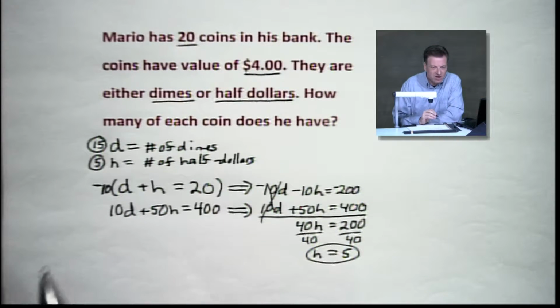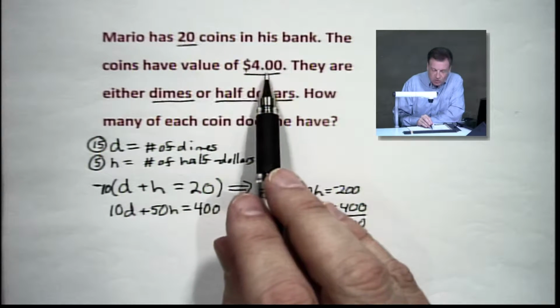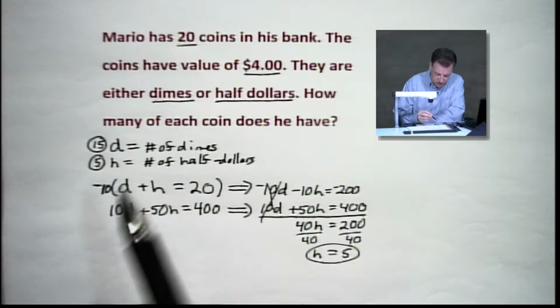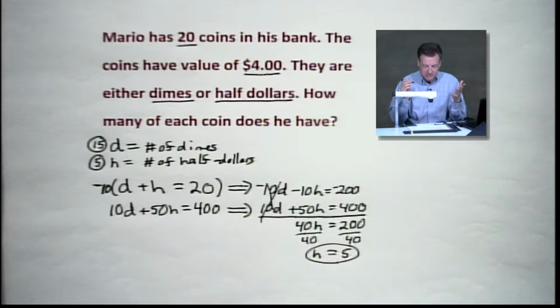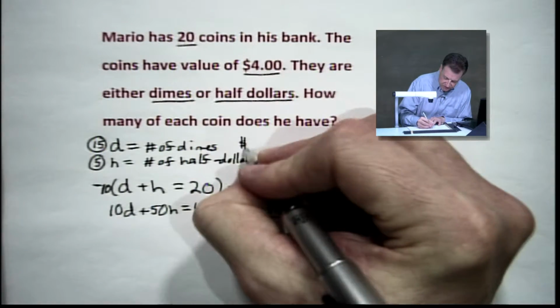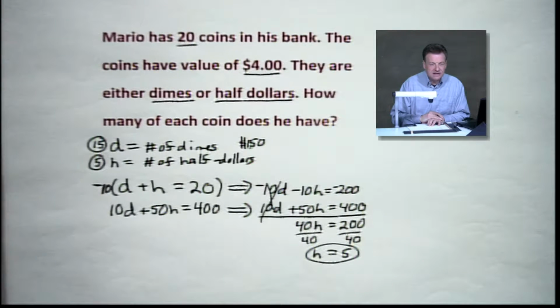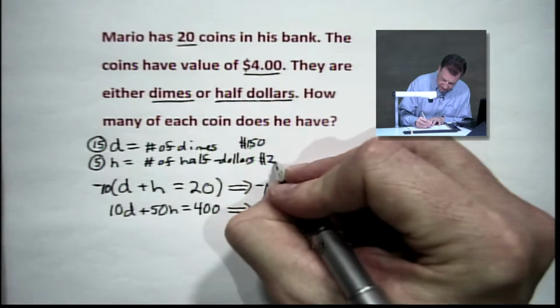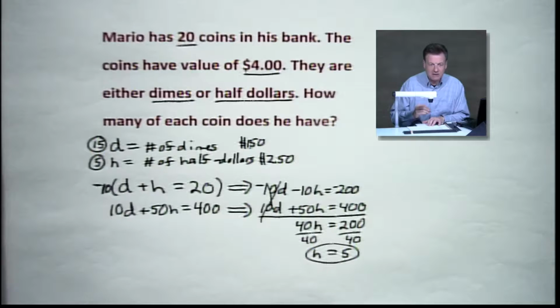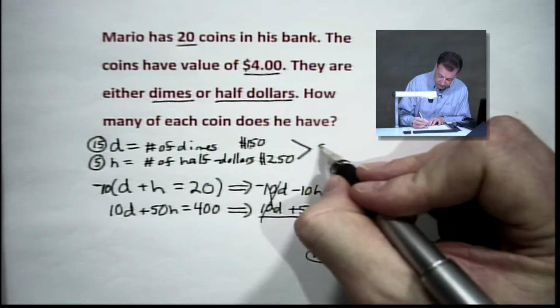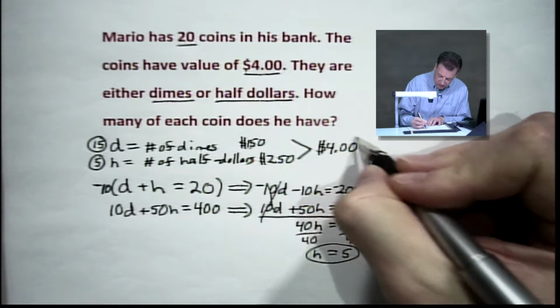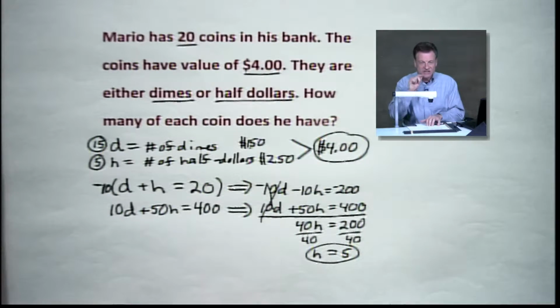Now, where we've got to go from here is, do we get $4 back? Do we get $4 back? So let's think about it. 15 dimes, that's going to give us $1.50. And let's see. Ooh, what is 5 half dollars going to give us? That's going to give us $2.50. Everybody with me? Put these two together, my friends, we have $4 back. That's what we're looking for, all right? That's the magic of these things.